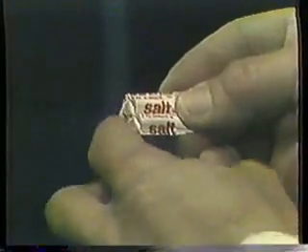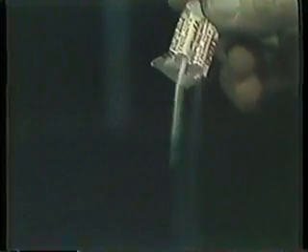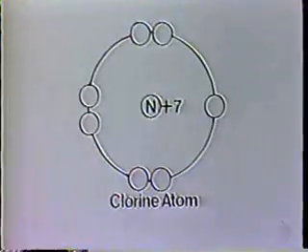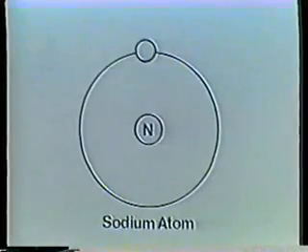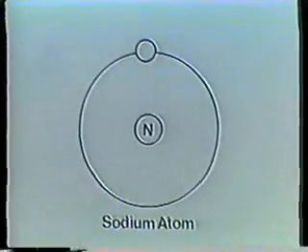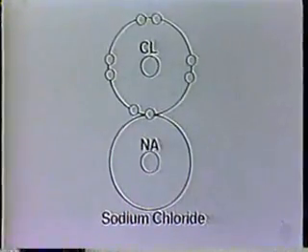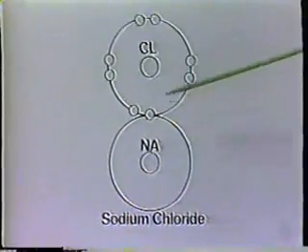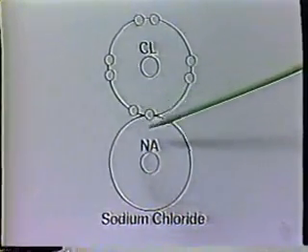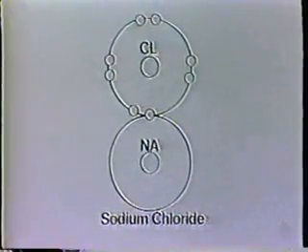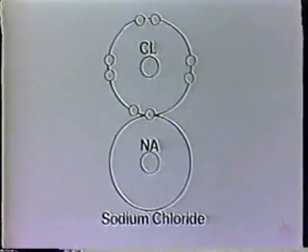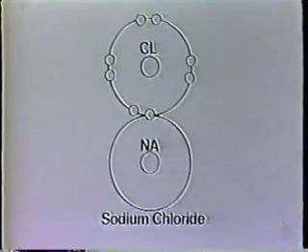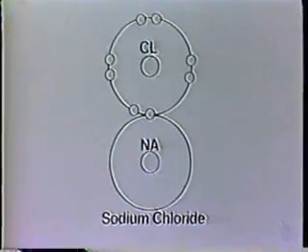An example of this is sodium chloride, which is the chemical name for common table salt. Chlorine atoms have 7 electrons in their outer shell, and sodium atoms have 1 electron in their outer shell. The chlorine atoms and sodium atoms combine, with the 1 electron in the outer shell of the sodium atom providing the electron to go with the 7 electrons in the outer shell of the chlorine atom, so there will be 8 electrons in the outer shell, and the resulting compound will be stable.